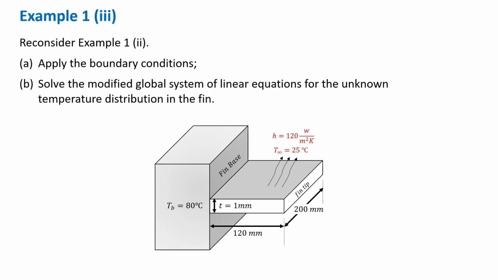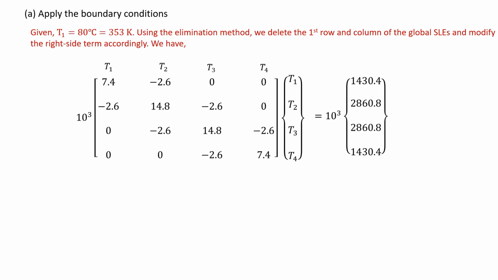Okay, now let's reconsider the previous example. So in this example, we're going to apply the boundary conditions and solve the unknown temperature distribution in the fin. In the previous example, we have determined the global system of linear equations for this problem without any boundary conditions. Now, let's impose the boundary condition.